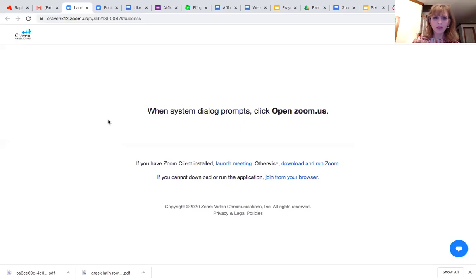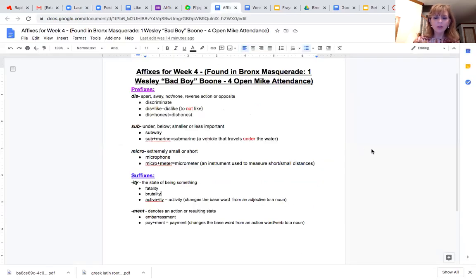This is the week of September the 8th, so I'm going to very quickly share my screen and pull up our document. So these affixes came from Bronx Masquerade, our first 4 chapters, and we have 3 prefixes and 2 suffixes.